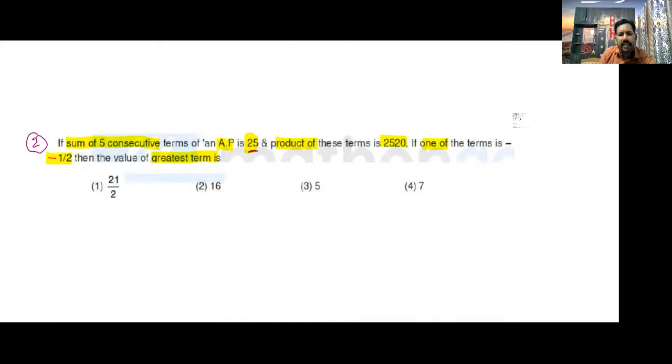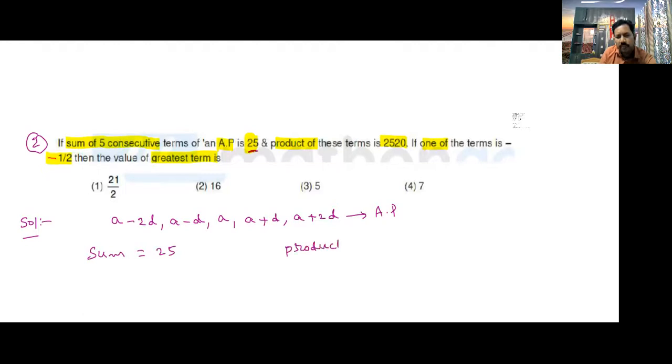Sum of 5 consecutive terms in an AP. So we know that in an AP series, 5 consecutive terms we take as a minus 2d, a minus d, a, a plus d, a plus 2d. These are in AP series. The sum of these, how much is given? 25. The product of these 5 numbers is 2520.